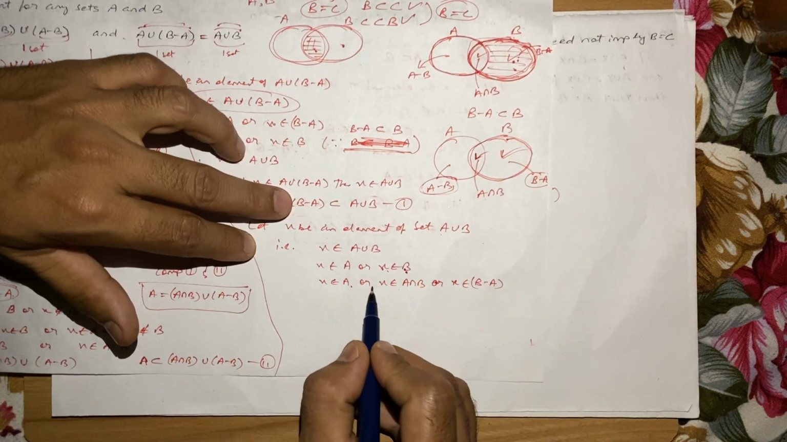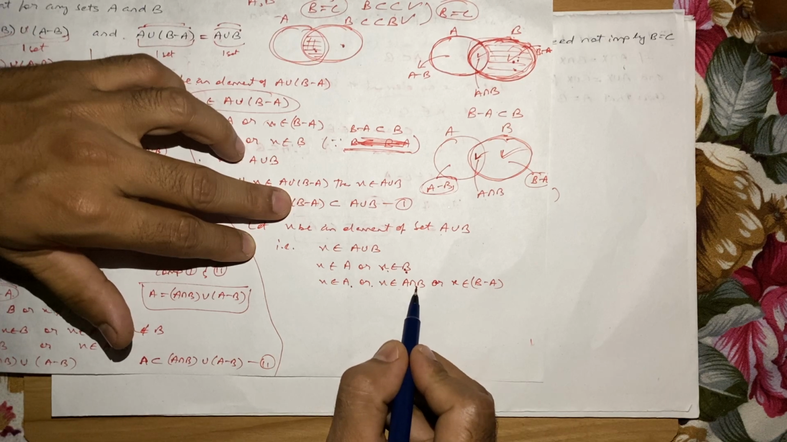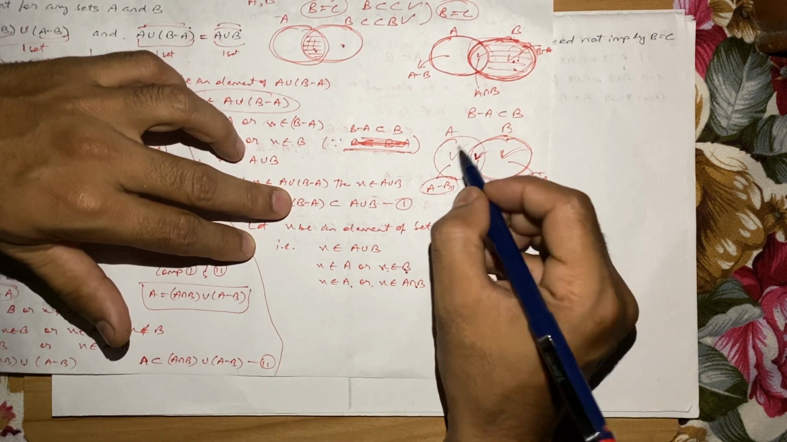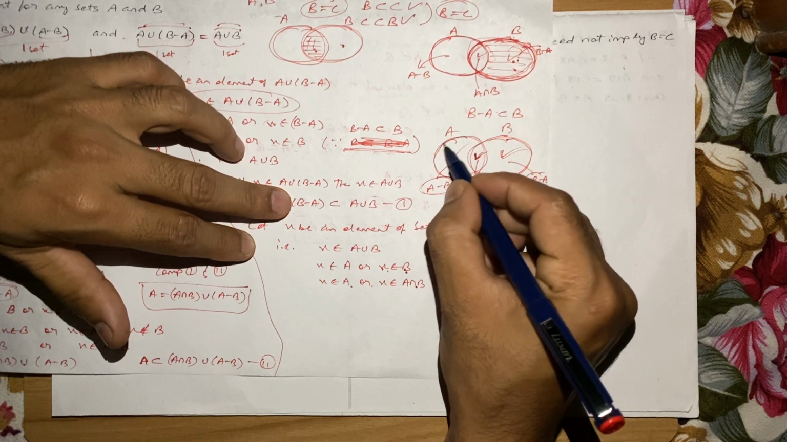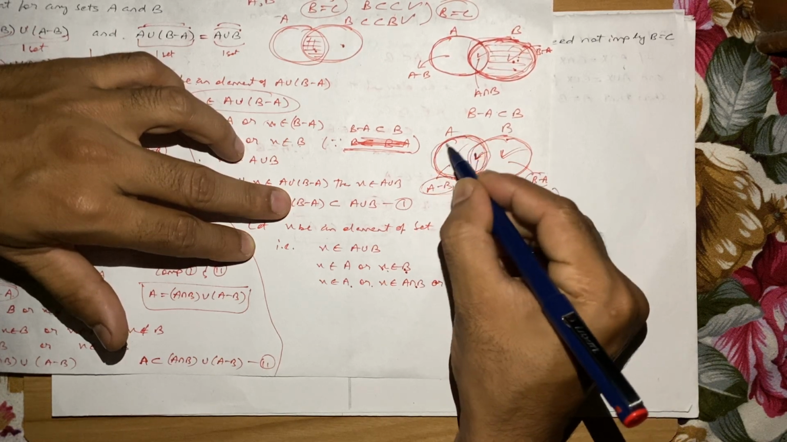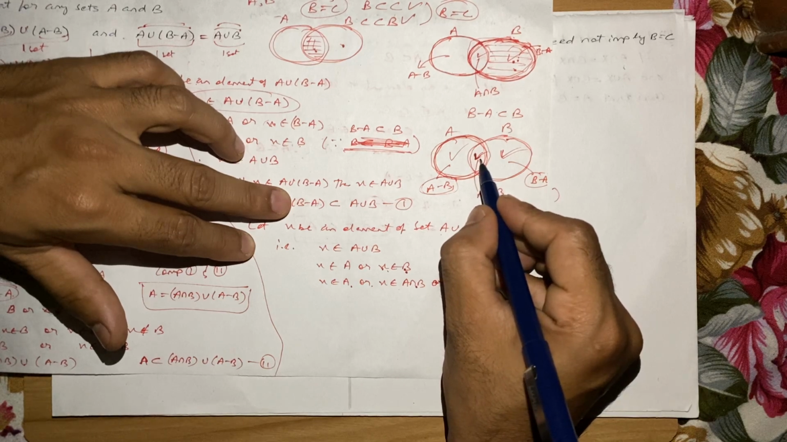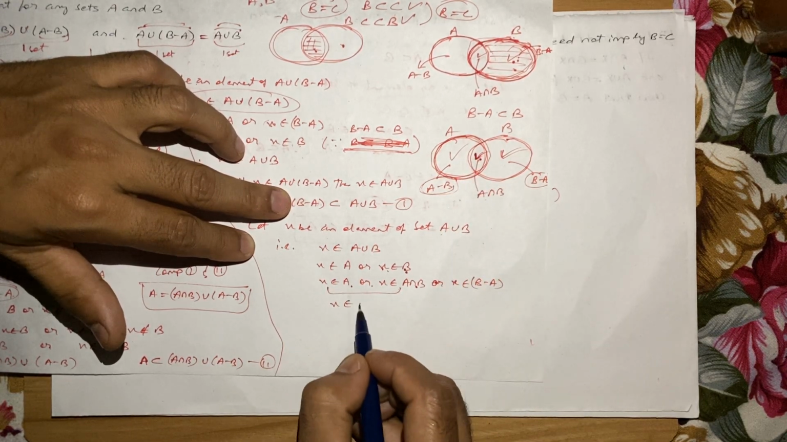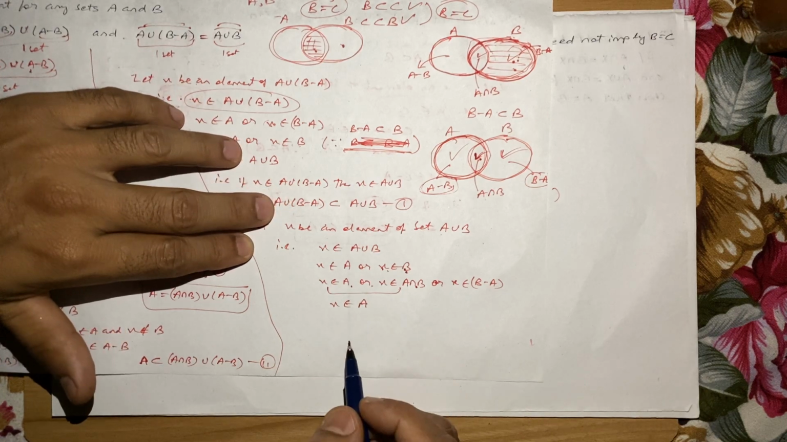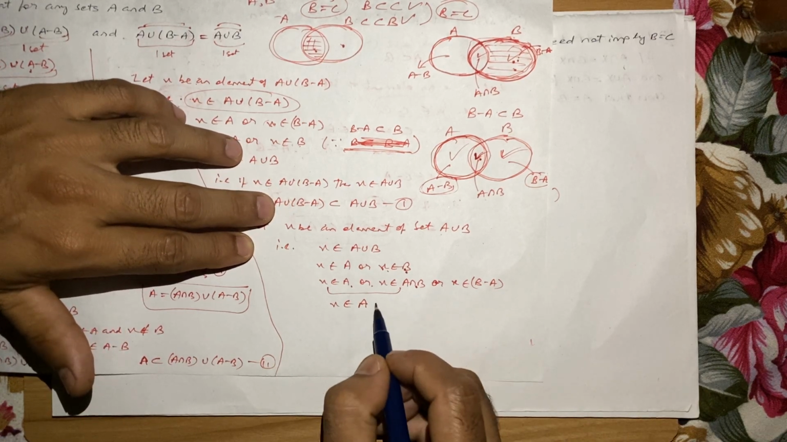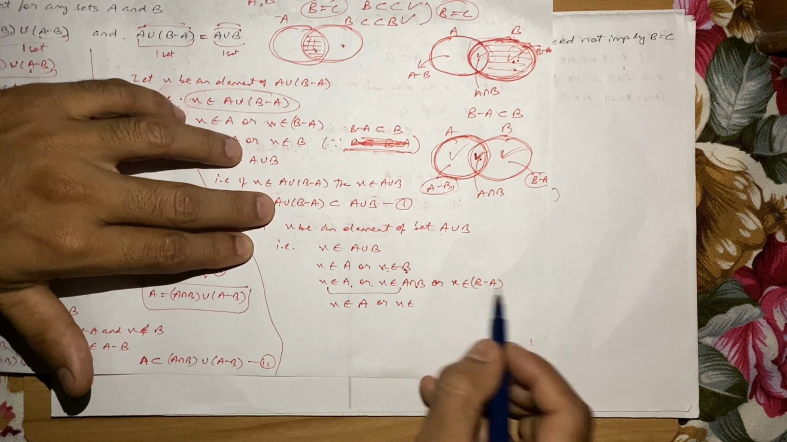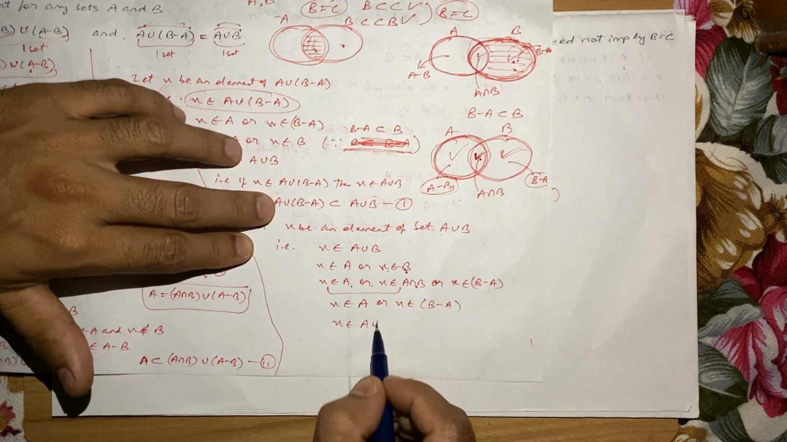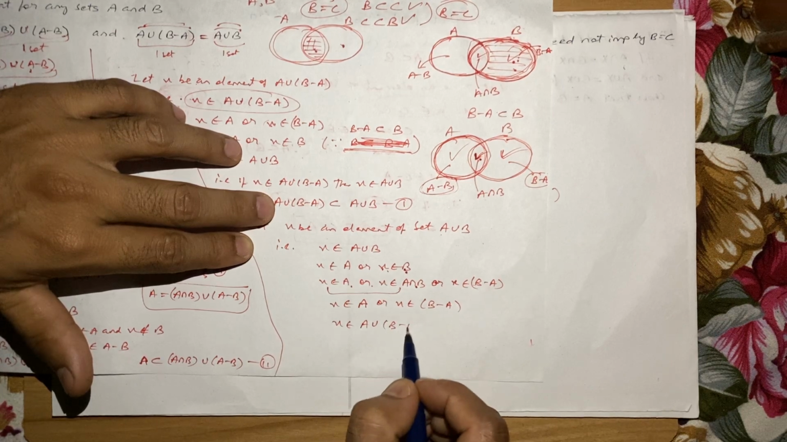Now X belongs to A or X belongs to A intersection B. When you combine both of them, it means X lies in the set A itself, because this region is a part of A. So these two when combined give you X belongs to A itself. Or X belongs to this B minus A. Now when you combine this or, it becomes A union B minus A.